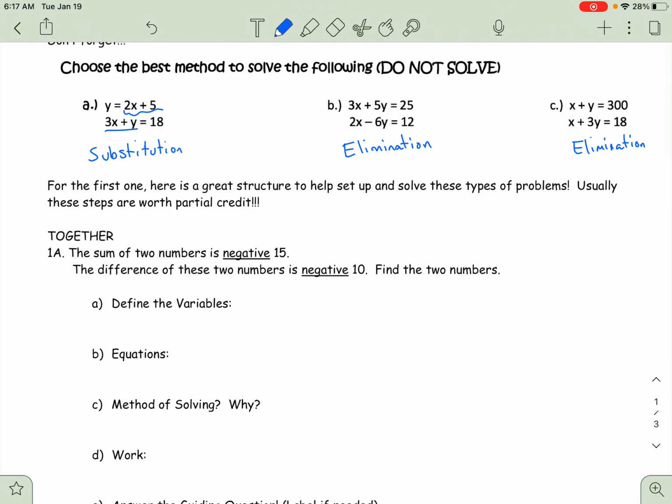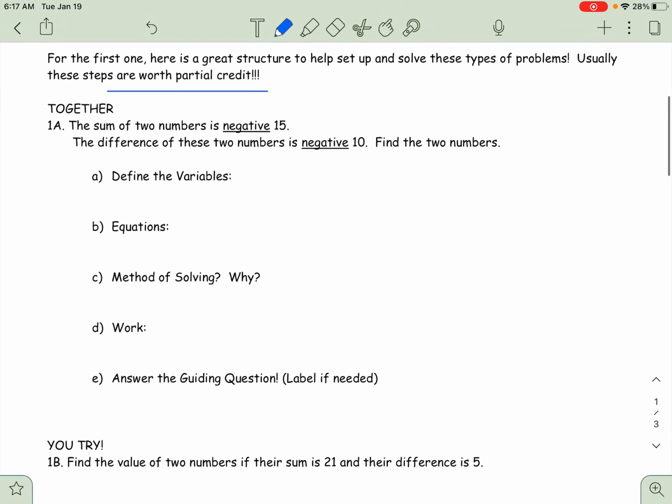All right, so let's go ahead on, and basically in this first example, what I'm going to do is structure it so that you can see, if you're really having a hard time solving these, how to at least set it up to make sure that your examples are getting partial credit at the very minimum, especially when it comes time to take the test next week.